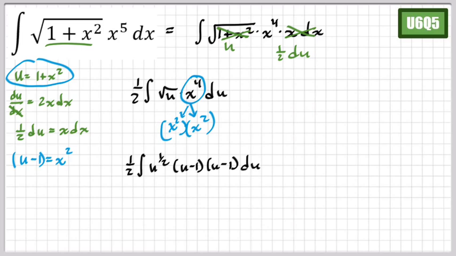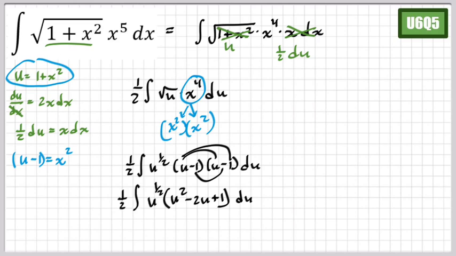Okay, now before I do any anti-deriving, I still want to simplify our integrand. We can simplify our integrand more. So if I multiply this out, I would get u times u, which is u squared. And then I would get u times -1, which is -1u. But then I have a -1 times u again. So technically it's a -2u. And then I have a -1 times -1, which is a +1. There's my du. And that's multiplying to u to the 1/2 power. Times 1/2. Okay.